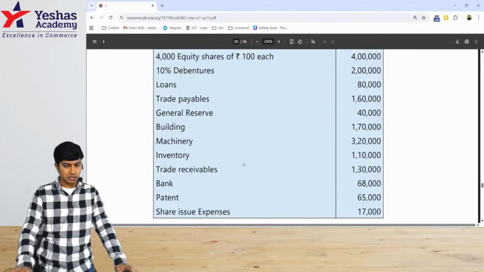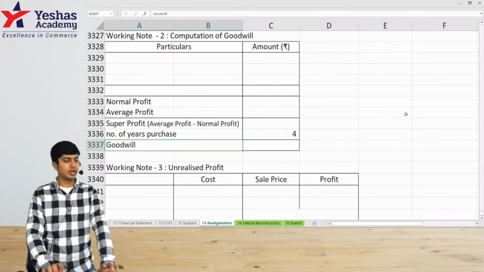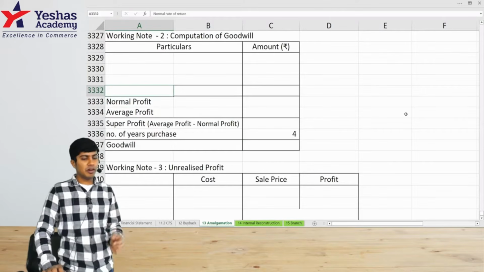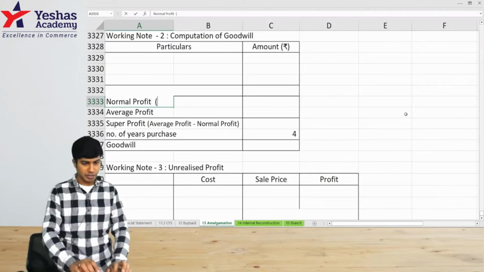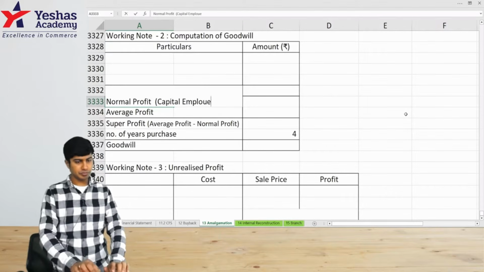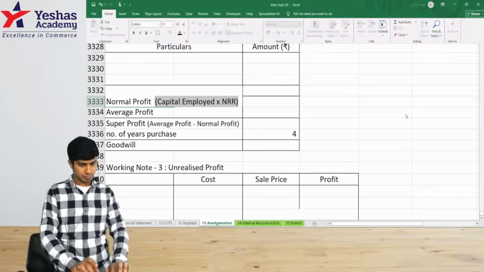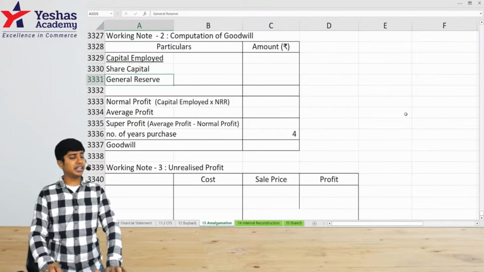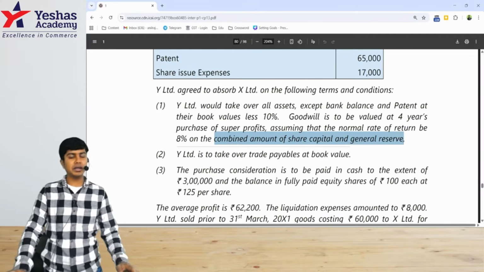How many years purchase given in the question? 4 years purchase. When I multiply it by 4 years purchase, I would get goodwill. Did everyone understand? How do we get normal profit? Normal profit is found as capital employed multiplied by normal rate of return. And in the question, they have told capital employed is the combined amount of share capital and general reserve.